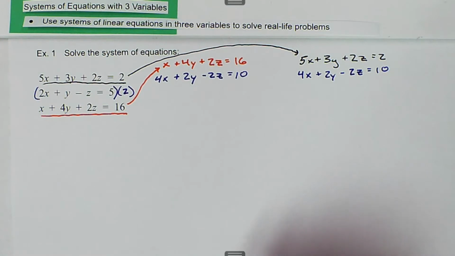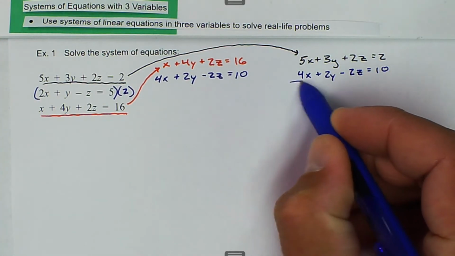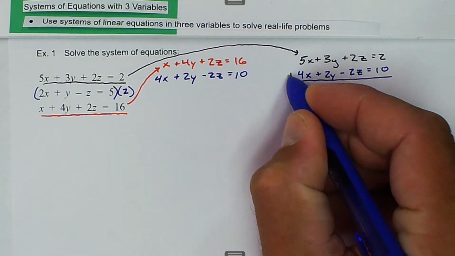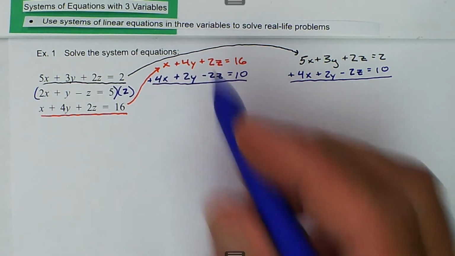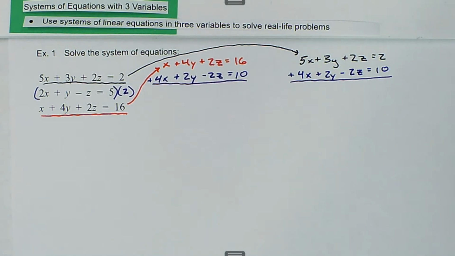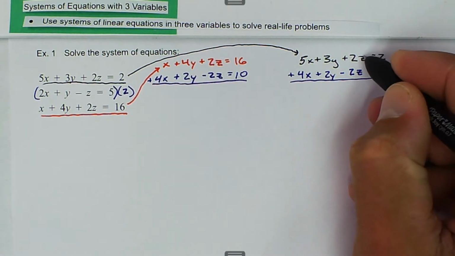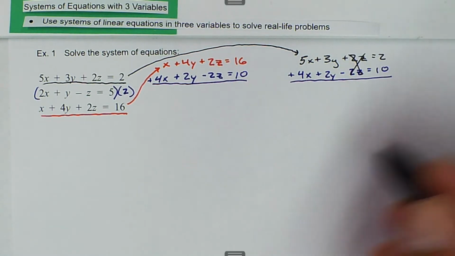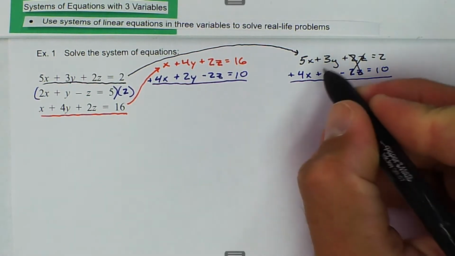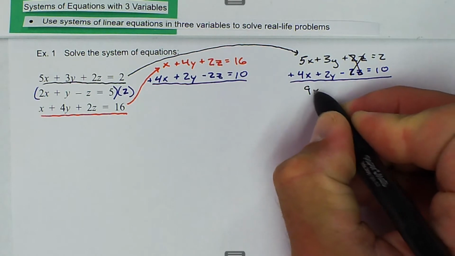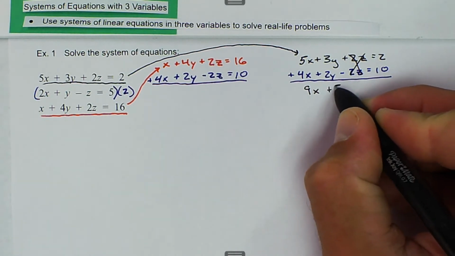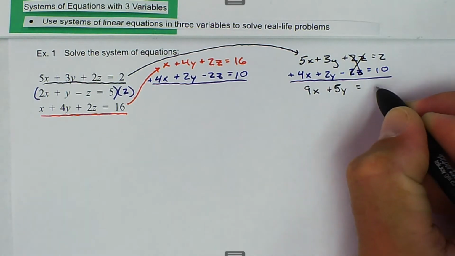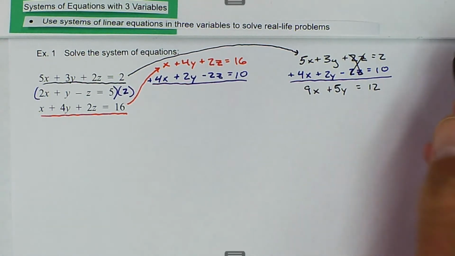All right. And then we have to look at why we did that. So we're going to add these together. The reason that we scaled it by 2 exactly is because we wanted our 2z's to cancel. So right here, the positive 2z and the negative 2z cancel. And then we're left with 9x plus 5y is equal to 12.